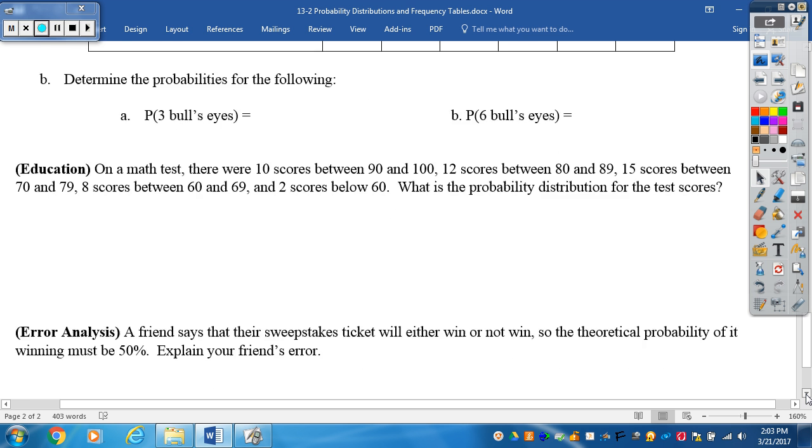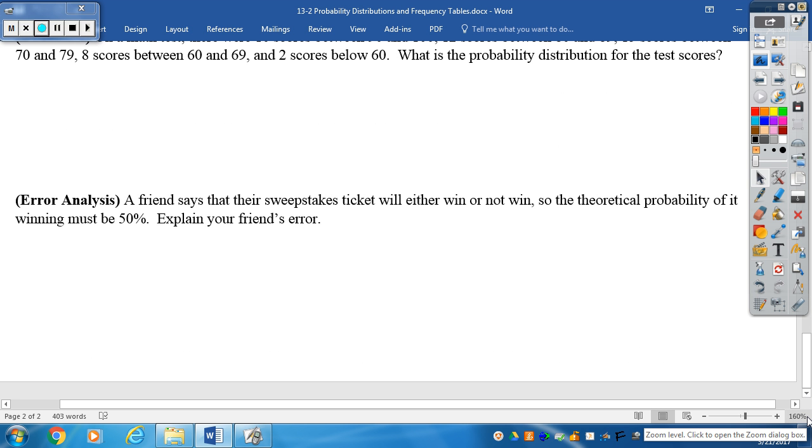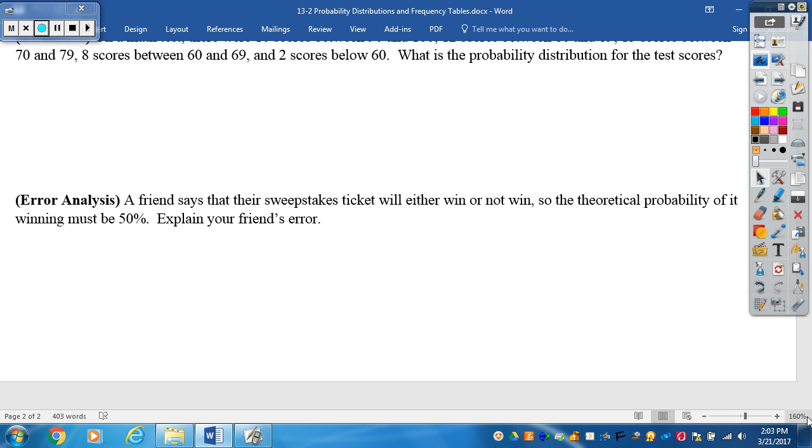Okay. So if we look here, it says a friend says that their sweepstakes ticket will either win or not win. So the theoretical probability of it winning must be 50%. Explain your friend's error. Oh, I wish the tickets that I buy, which I don't usually, would be a 50% chance of winning. So why is this an error?